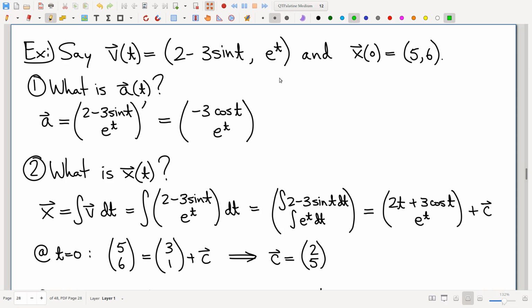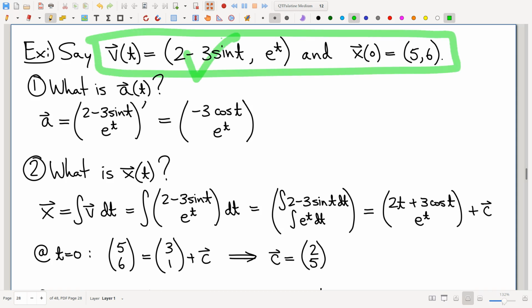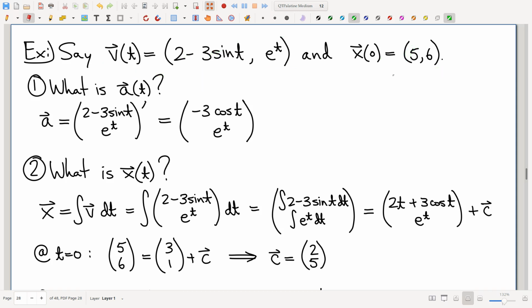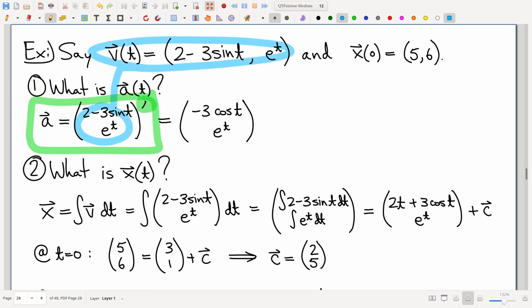Okay, so suppose we have some particle moving around in space and we don't know the position, but we do know the velocity as a function of time. And we do know the starting position, what we call an initial condition. Okay. So, all right. First question, what's the acceleration? Now, acceleration is the derivative of velocity from the previous page, right? So acceleration is the derivative of the velocity.